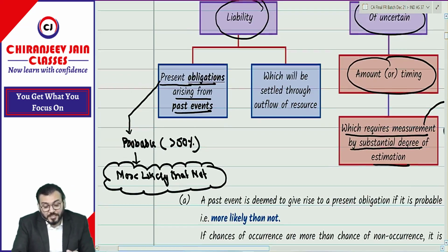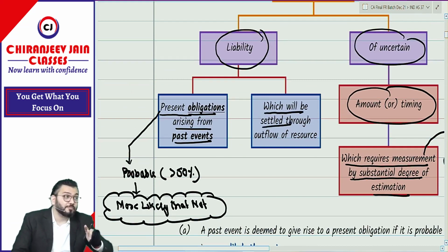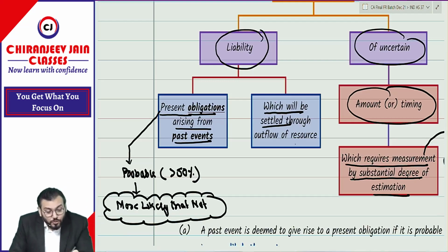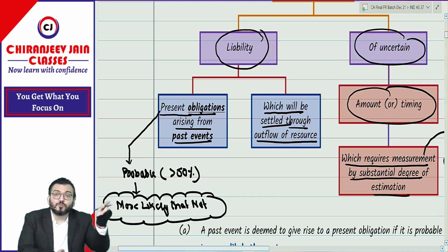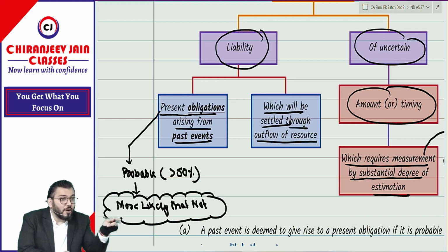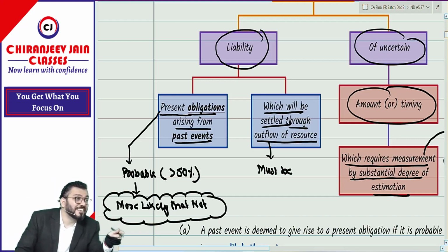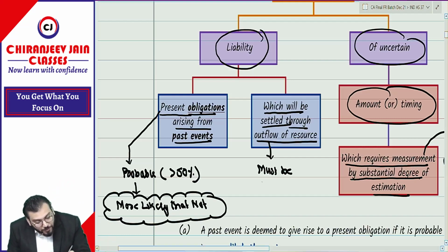Present obligation arising from a past event will be settled in the future, through what? Outflow of resource. Settlement is required through outflow of resource, and this outflow must also be probable. Means the chances of outflow should be more than 50%. Must be probable.